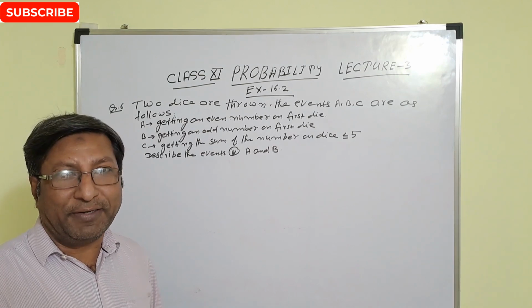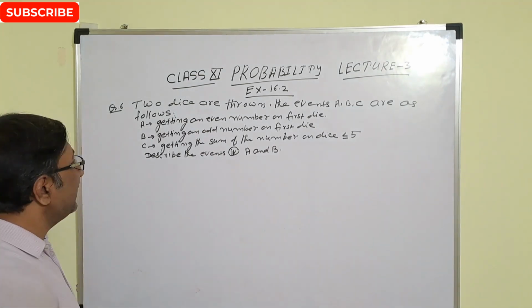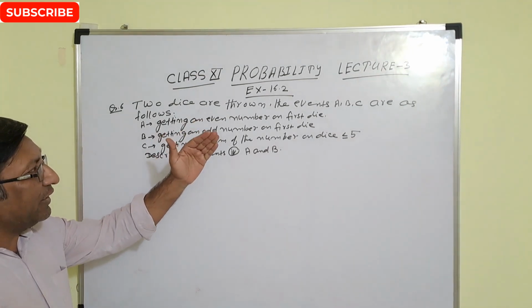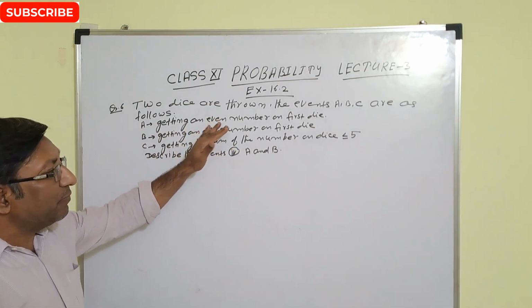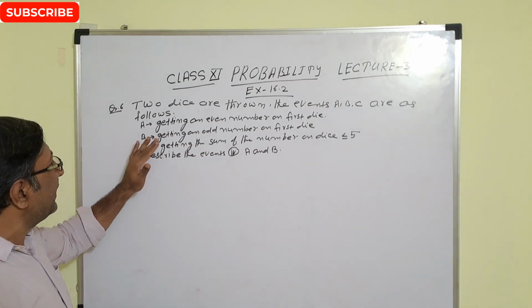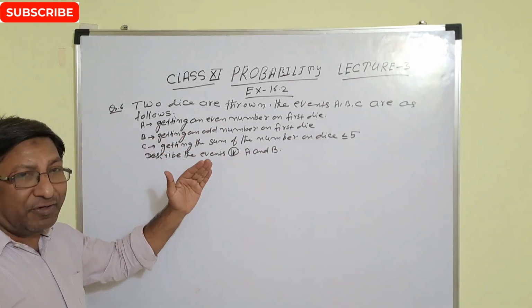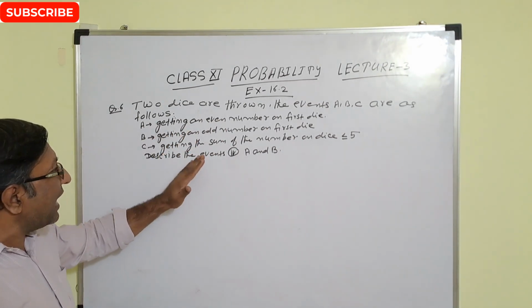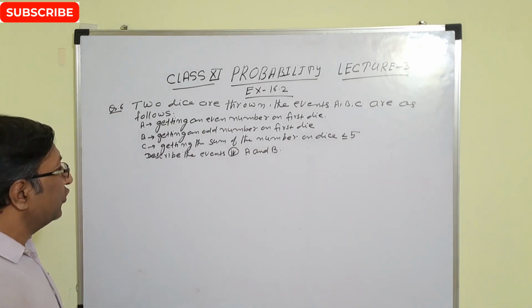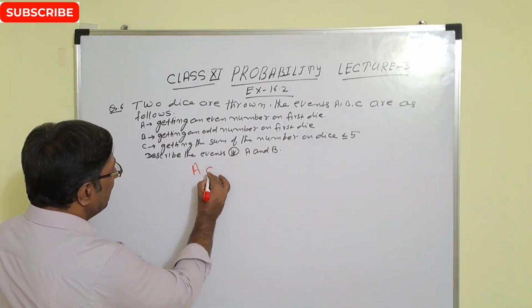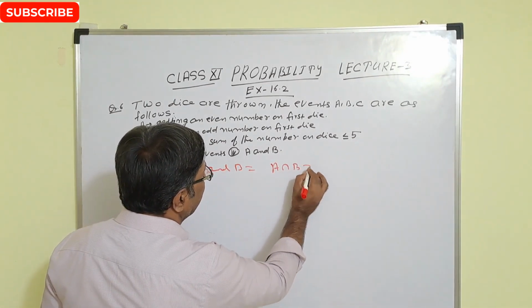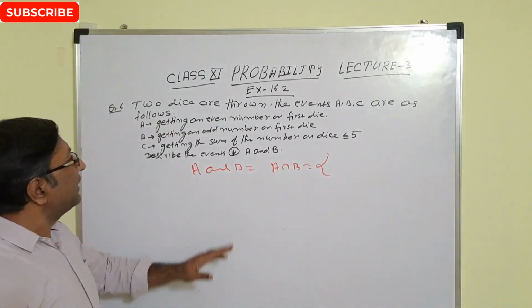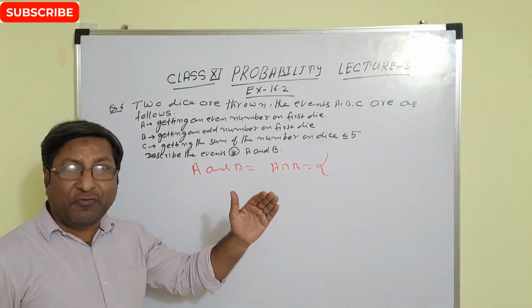Question of probability. Let us see the question. Question is, two dice are thrown. The events A, B, C are as follows: A, getting an even number on the first die and B, getting an odd number on the first die. We have to describe the event A and B. So you know A and B equals what? A intersection B. So A is what? Getting an even number on the first die.